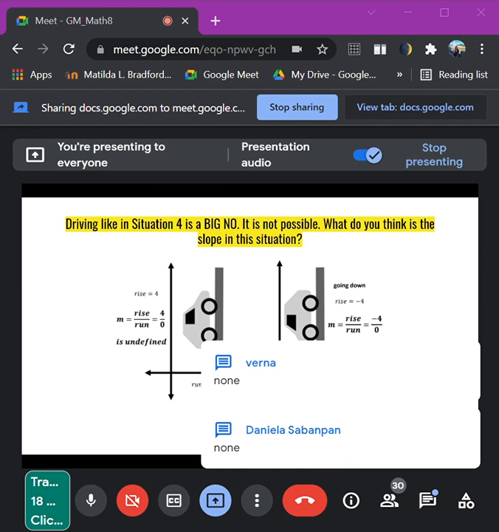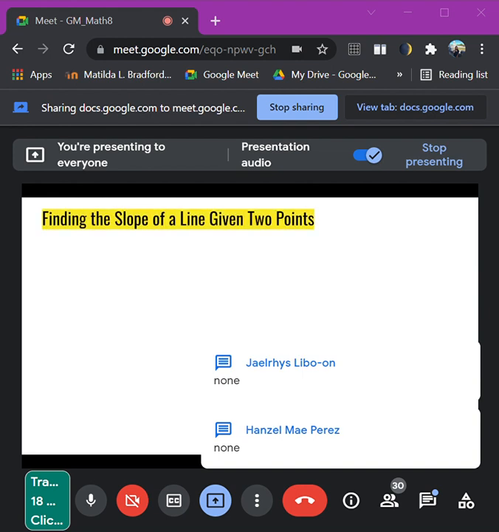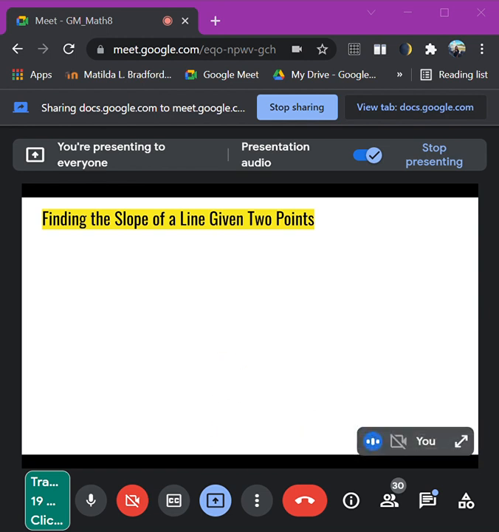Understood? Okay. So now this time, class, we are going to find the slope of a line given 2 points. So what if you are not just given real life situations, like those using a car? What if 2 points are given? How are we going to know our slope?